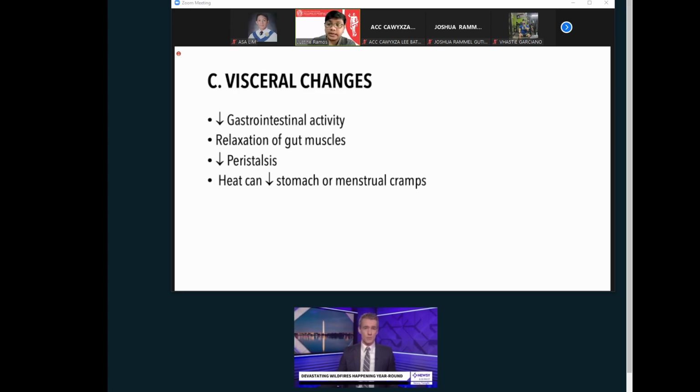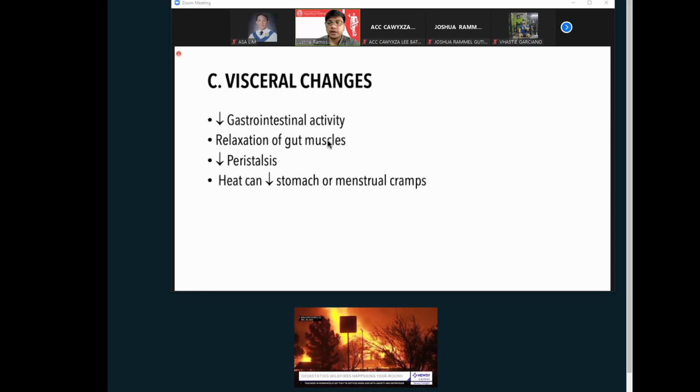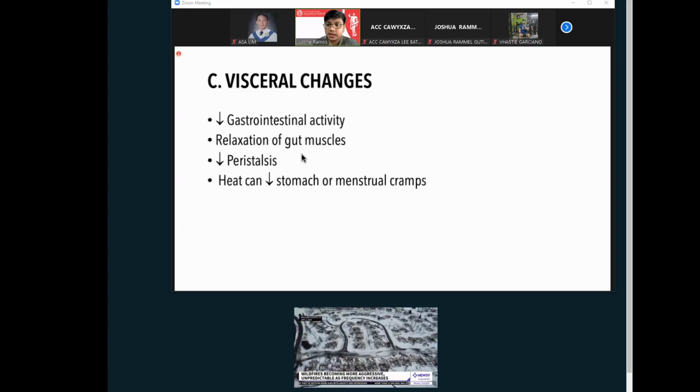So to decrease yung gastrointestinal activity. So kung meron kang visceral contractions or spasm, to relax yung mga gut muscles natin, pwede ka mag-apply ng systemic heating.